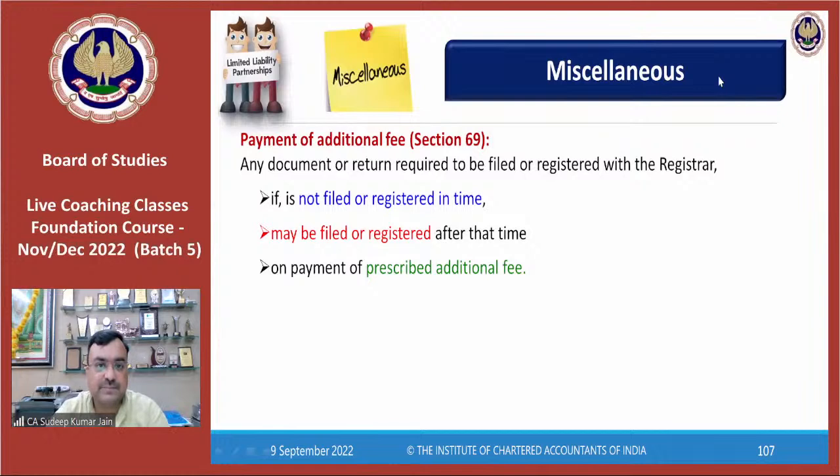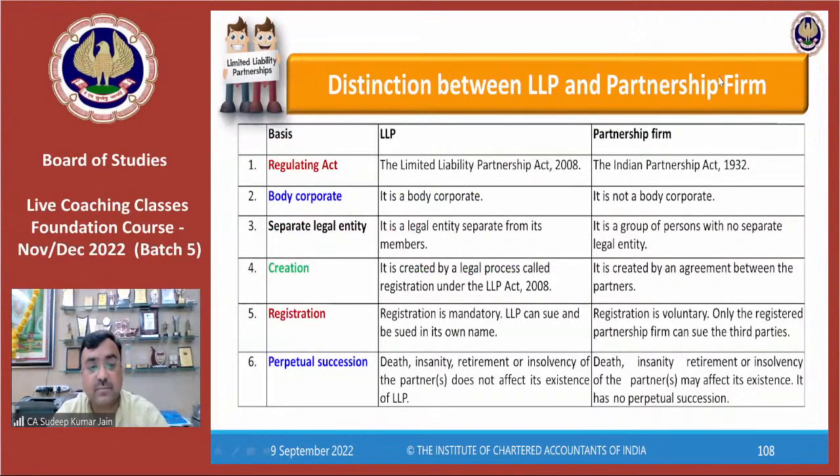Payment of additional fees, Section 69: any document or return required to be filed or registered with the registrar, if not filed in time, may be filed after that time with the payment of additional fees. पहले कुछ अमेंडमेंट था, 300 days था, but now as per the amended provision it is 69. Section 69 says it can be submitted only after the payment of additional fees. There is an amendment in section 69. Okay, so this was the basic act.